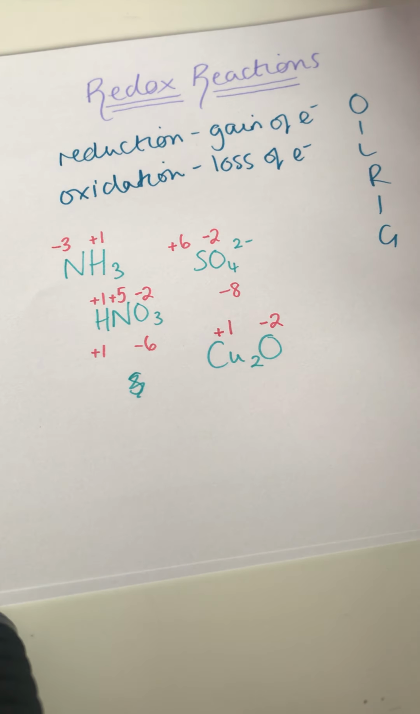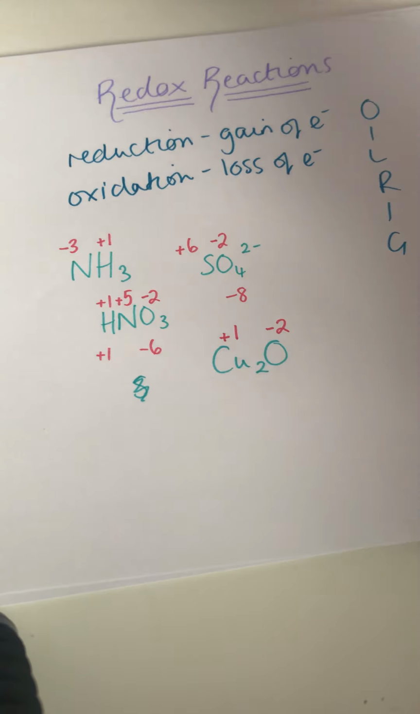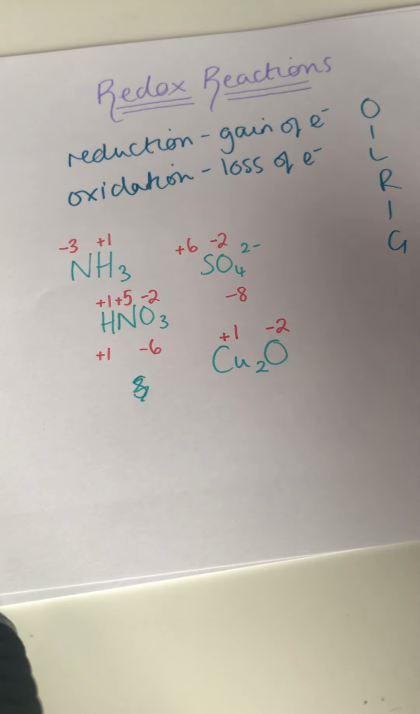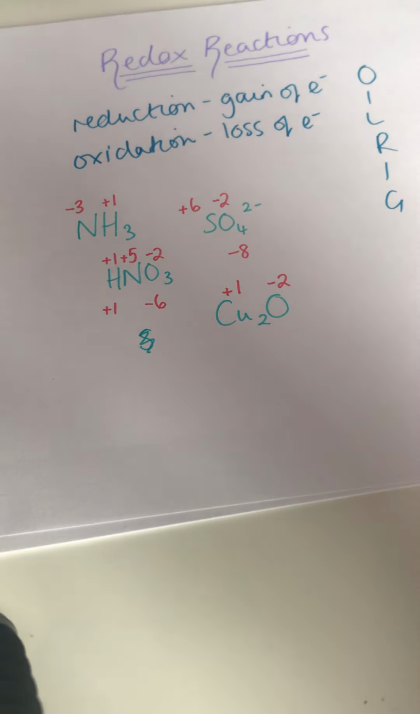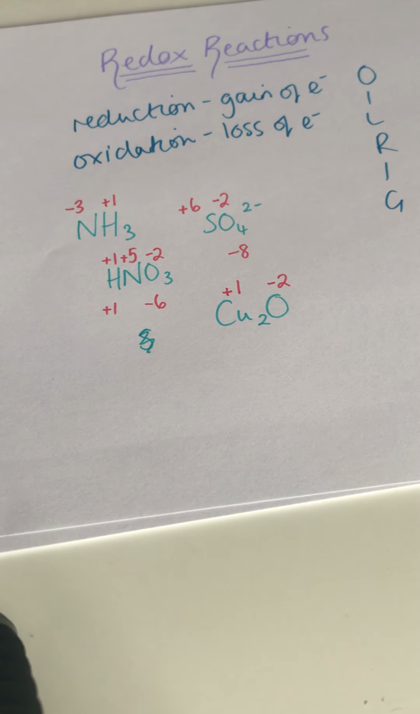So now that we can identify the oxidation states, what we can start to think about is putting these into half equations. Now I'm going to start quite simply with just the conversion of atoms into ions.